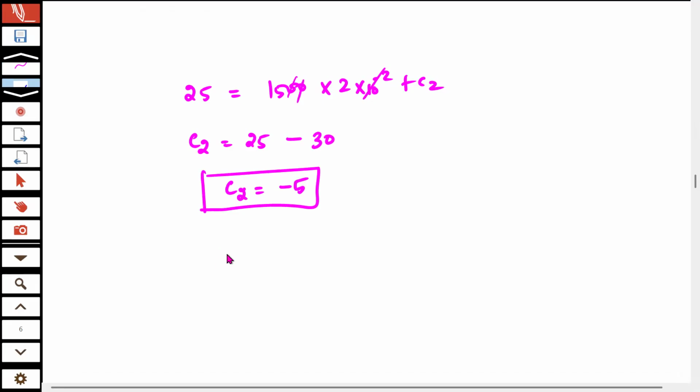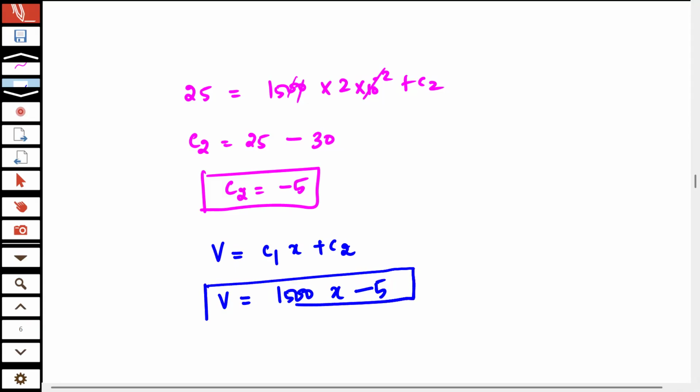So V is equal to c1 into x plus c2. That is V equals to 1500 x minus 5. So this is the expression for V, and as per the question, this is voltage as a function of x.